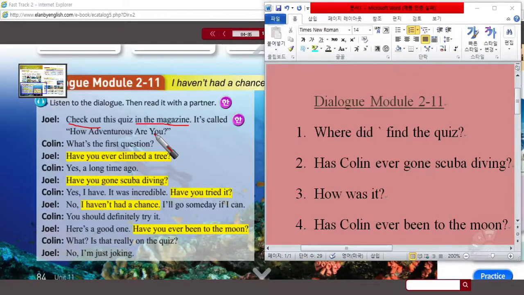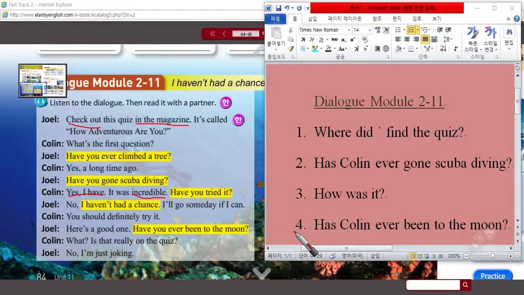So has Colin ever gone scuba diving? Joel asks him, have you ever gone scuba diving? Colin says, yes, I have. And the answer for number 3, how was it? It was incredible. So not just good, not just very good, but more than very good. He really, really enjoyed the scuba diving experience.